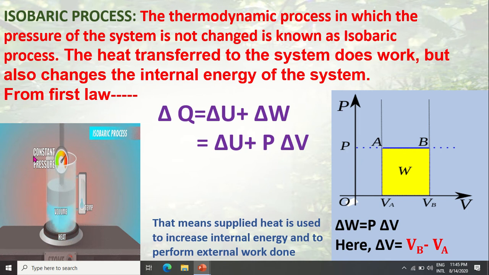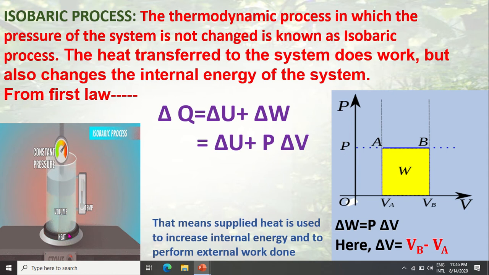Look here in this figure, the pressure is maintained constant. Look at this indicator, pressure is constant. But the volume is changed. As a result, temperature is also changed. Look here, volume is changed and temperature is also changed. So if temperature is changed, then internal energy also will be changed. Temperature increased, then internal energy will be increased. Temperature decreased, then internal energy also will be decreased.